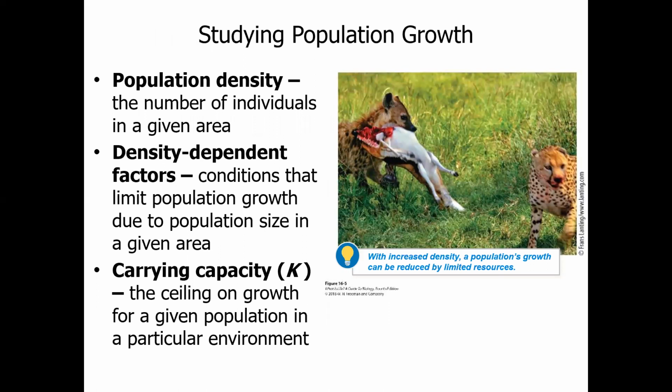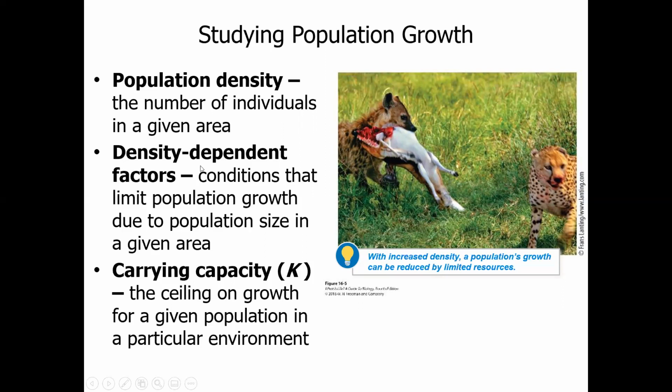So with population growth, it's not just exponential, unchecked growth. We have a couple new terms to introduce. So the first one is population density, and this is just the number of individuals in a given area. So for example, St. Louis has about 300,000 individuals in the city. So that's the city's density.